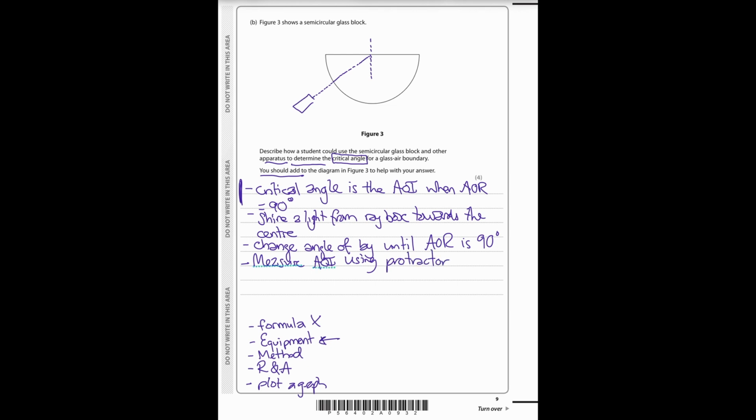So I've done the equipment now, I've said something sensible for the method. I'm always just going to say repeat and take an average. And is this one that I can plot a graph for? Not really, because I'm just looking for one particular thing over here. And now I'm happy, yeah, this is going to be my full marks for this question.